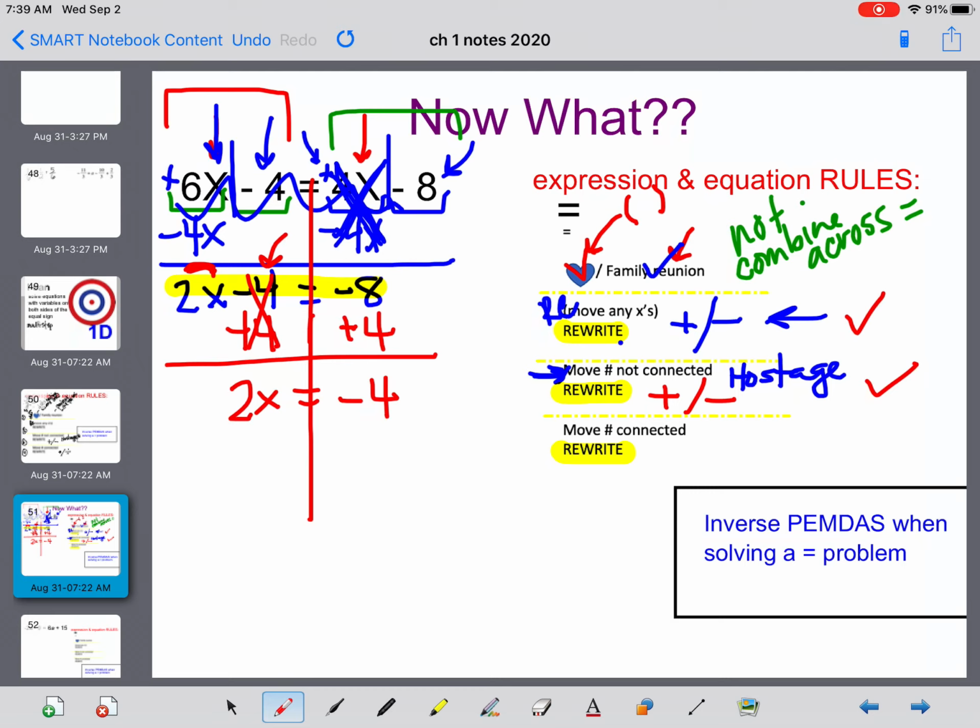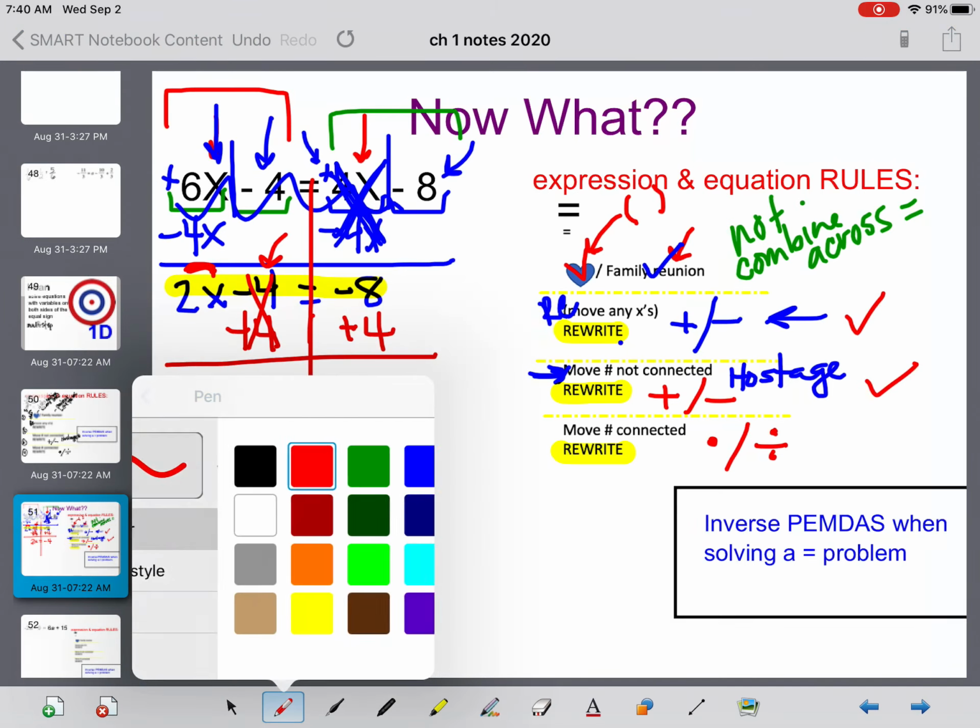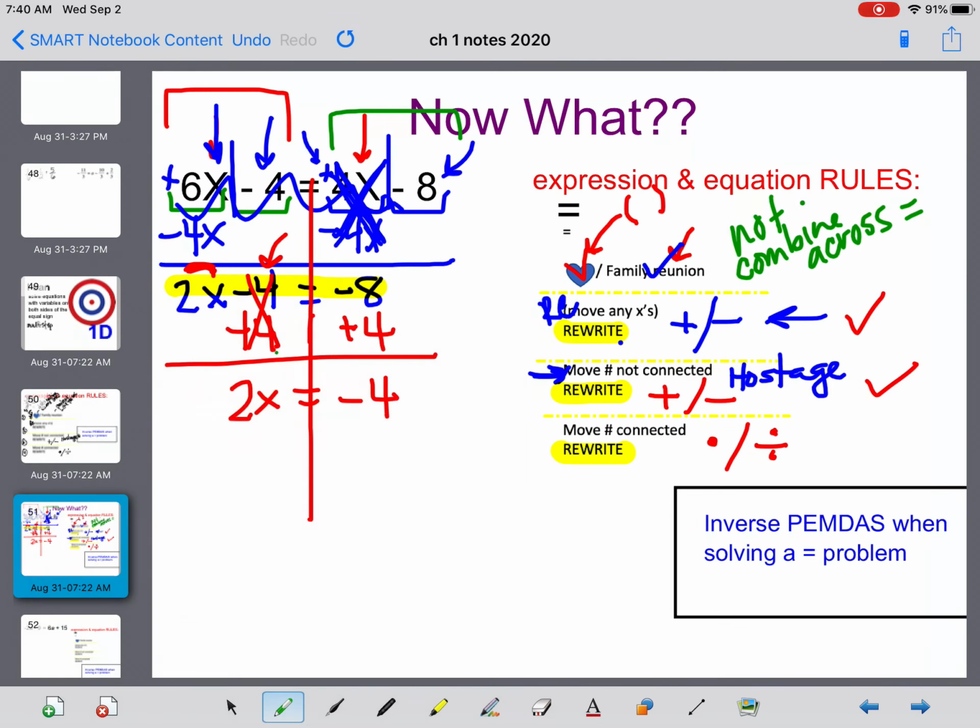So the last thing that I do is I remove the number that is connected to my variable. And this is always a multiply or a divide step. I always use multiply or divide here because my 2 is multiplying my x right now. So I'm going to use division to get rid of it. These are going to go to 1, and I'm going to be left with just 1x on this side. And -4 divided by 2 gives me -2 left over. And there's my solution.